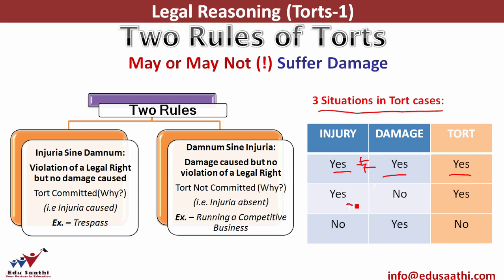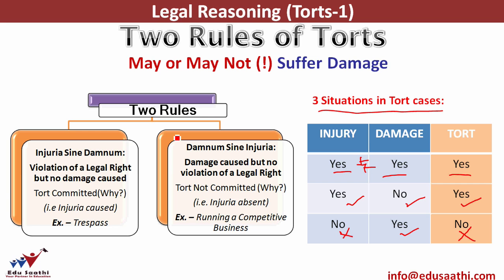If there is injury and there is no damage, that means there is a violation of right, but you have not been inflicted any actual harm. In that case also you can say it's a tort and you will be entitled to take damages and injunction. But lastly, if there is no injury and there is damage, you have been inflicted the harm, but there has been no violation of right. In that case it does not amount to tort.